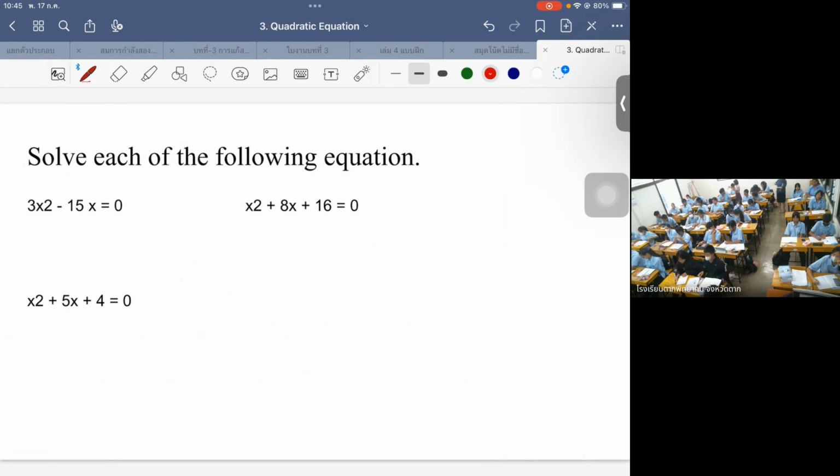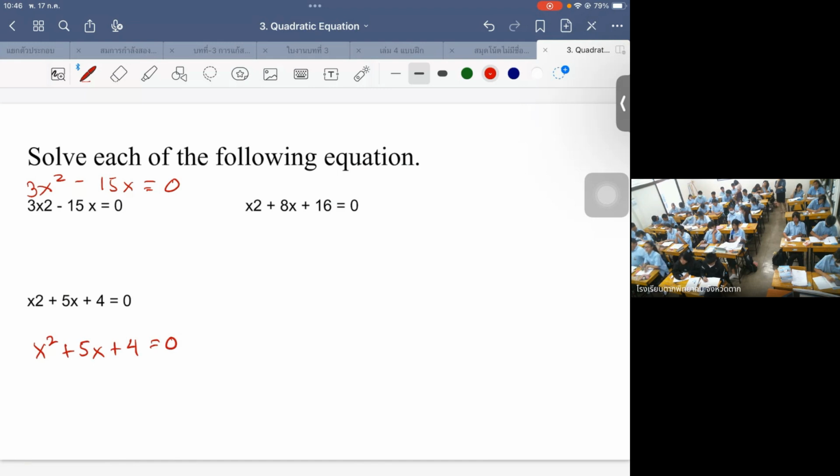Again. Sorry, this is 3x squared minus 15x is equal to 0. And then x squared plus 5x equal to 0. So that is the equation.